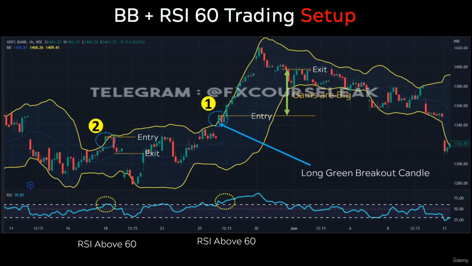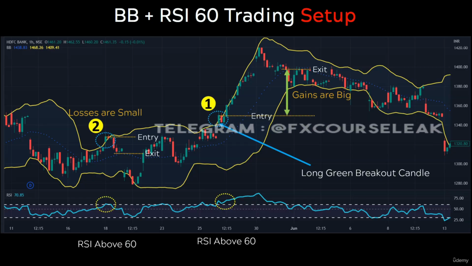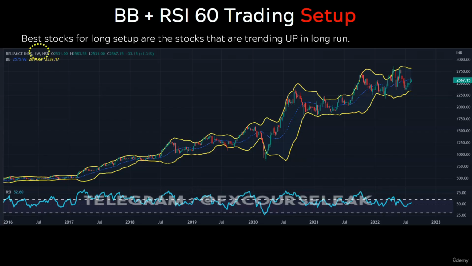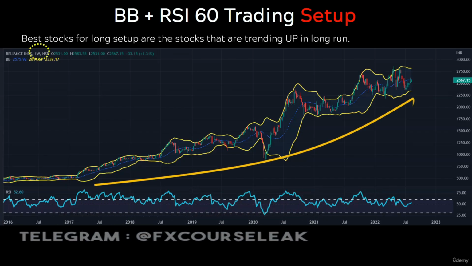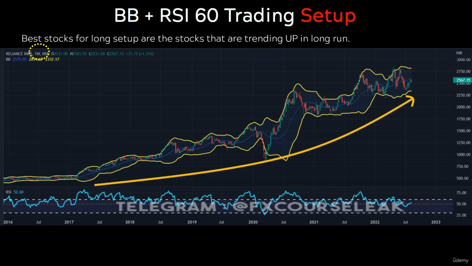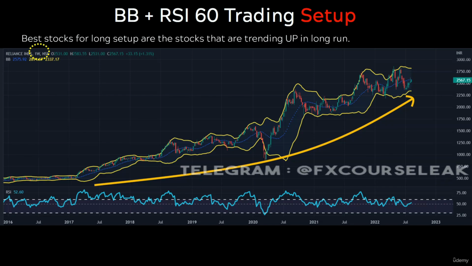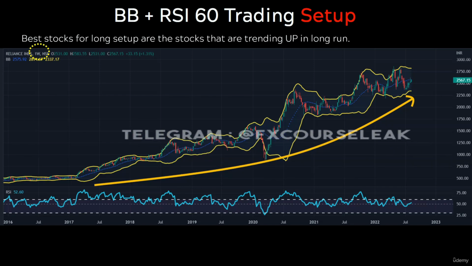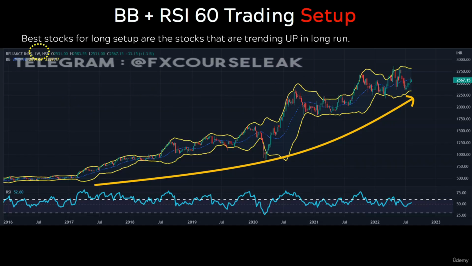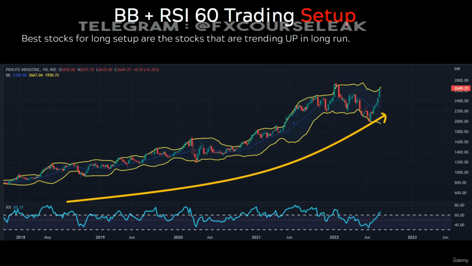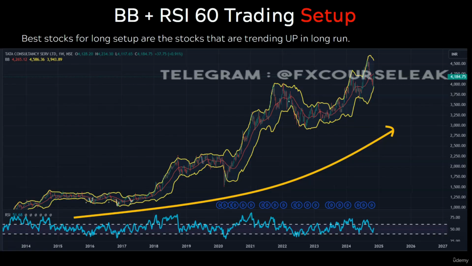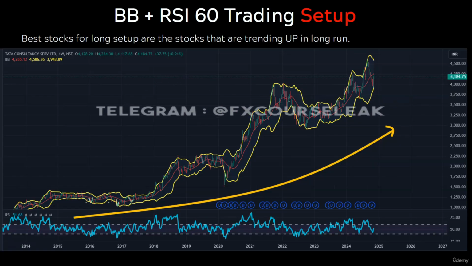Next friends, the best stocks for the long setup are the stocks that are trending up in the long run. And to find this, just change the chart settings to weekly and see the long-term trend. If the stock is moving up in the long term, then that stock must be in your list for this trading setup. Let's look at some of these stocks. For example, Reliance. Now look at this weekly chart of Reliance and notice the stock is trending up for the last many years. Here you can also see the long-term uptrend for the last many years. And lastly, in TCS also we have an uptrend only. So these types of stocks are best for long trades under this setup.